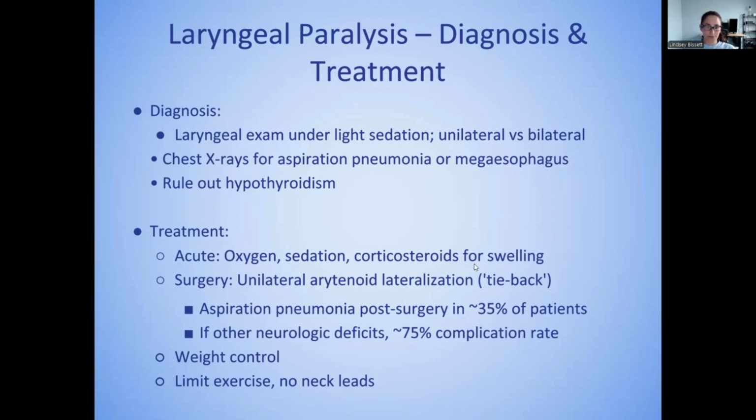Non-surgical things that can help: weight control, so they don't have all of that fat hanging around their larynx, as well as limiting their exercise and no neck collars. Make sure they have a harness.